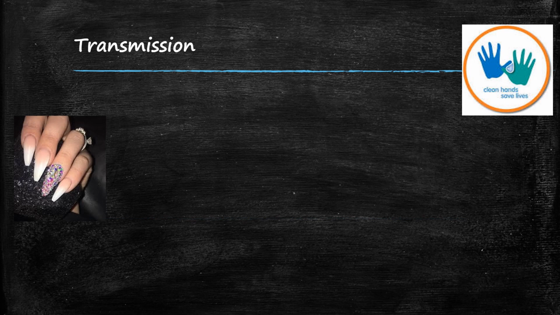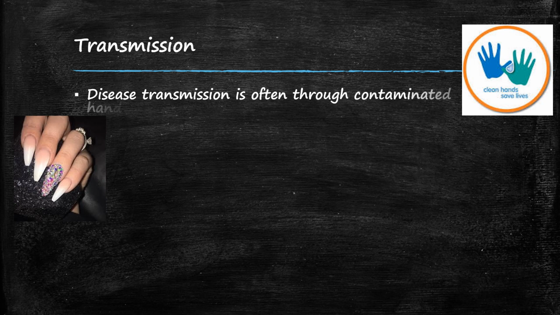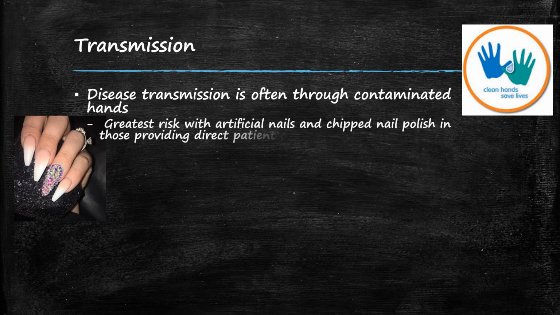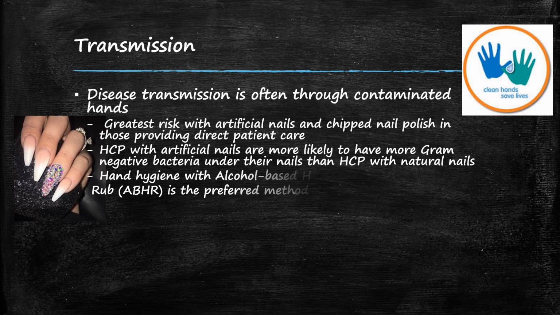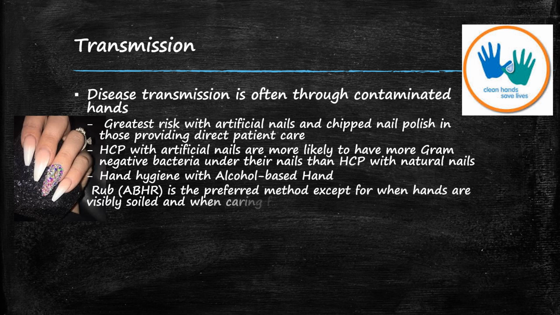So we will begin by talking about transmission, how our microorganisms and diseases pass through the healthcare setting. So, of course, being infection preventionists, we're first going to talk about contamination through hands. The greatest risk of poor hand hygiene is with artificial nails. Healthcare providers with artificial nails are more likely to have gram-negative bacteria than those without.